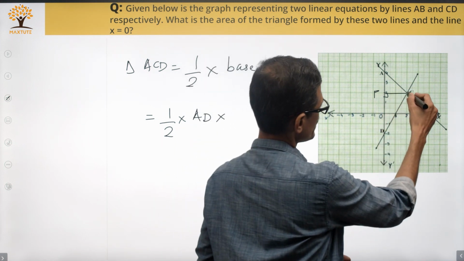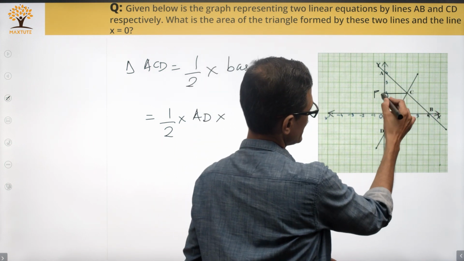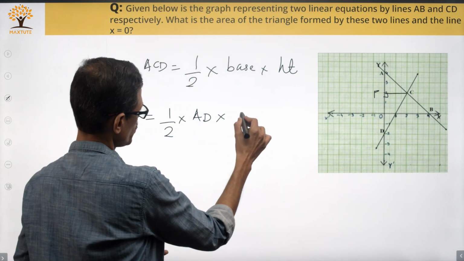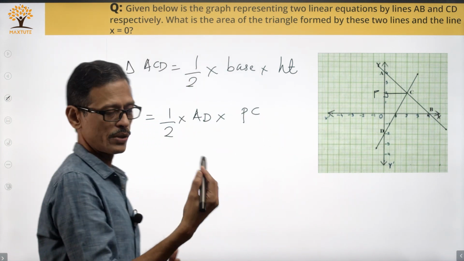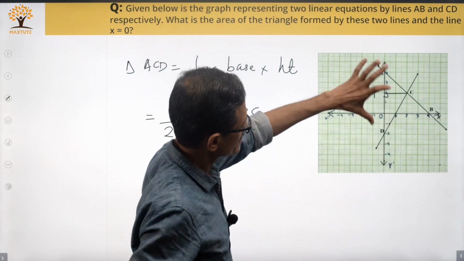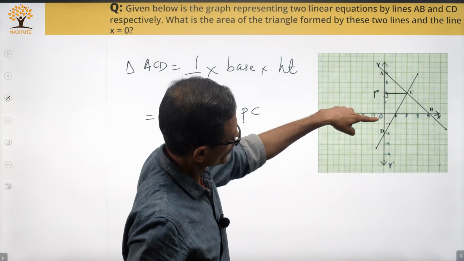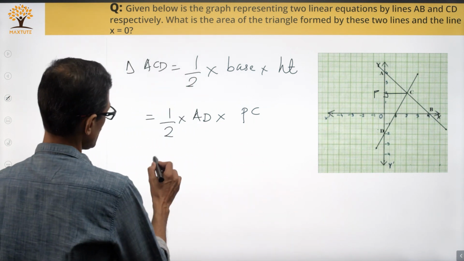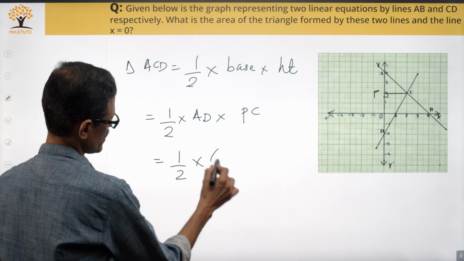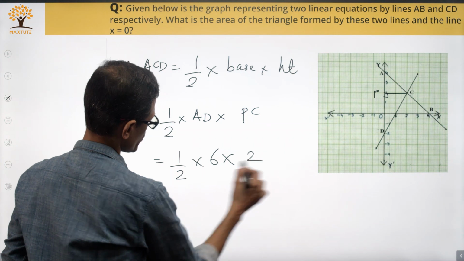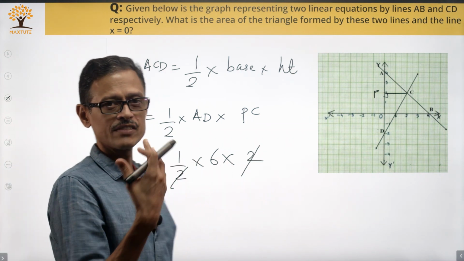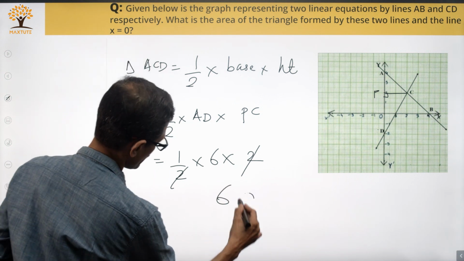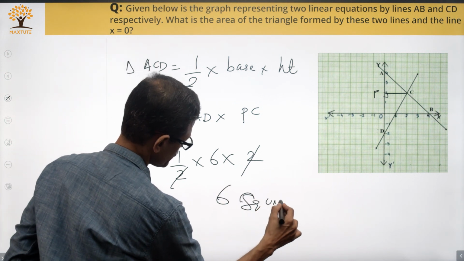What are the coordinates of point C? That happens to be 2, 2. So essentially this length PC is equal to 2 units; the height is equal to 2 units. What is AD? AD is this entire length. OA measures 4 units, OD measures 2 units. So AD is equal to 6 units. So half into AD, which is 6 units, into PC, which is the altitude, 2 units. Cancel these two. The area of the given triangle is equal to 6 square units, right.